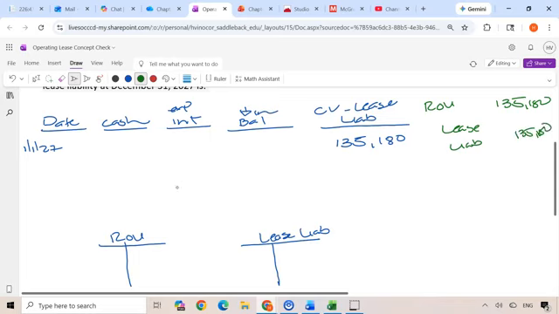So let's just put those into our T accounts. On 1/1/27, I have 135,180. And on my lease liability, I credited 135,180 on 1/1/27.